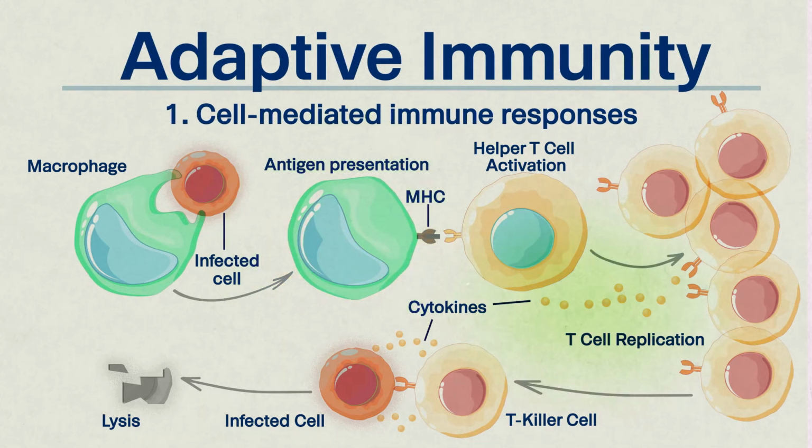Helper T cells release cytokines that help activated T cells bind to the infected cell's MHC antigen complex and differentiate the T cell into a cytotoxic T cell. The infected cell then undergoes lysis, which is the breakdown of a cell caused by damage to its plasma membrane.